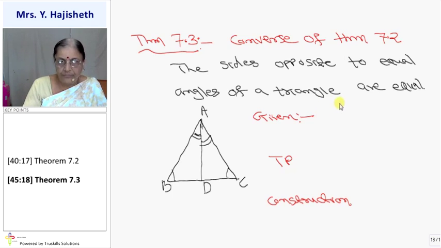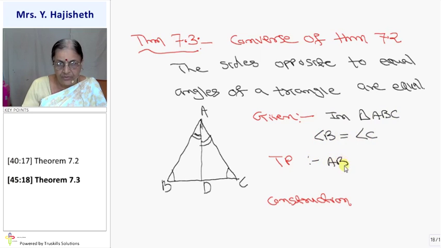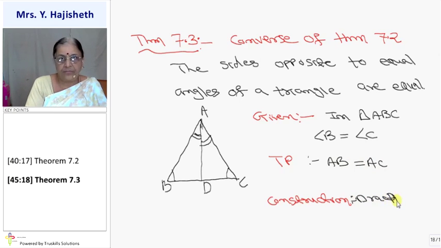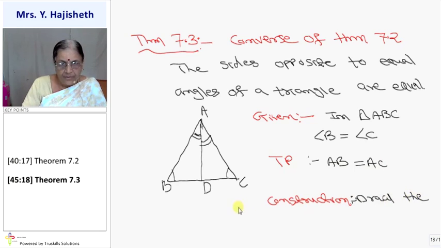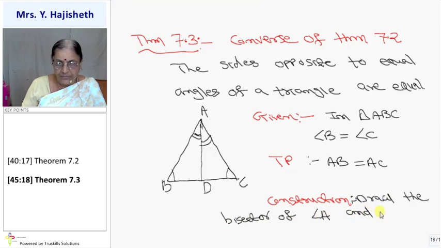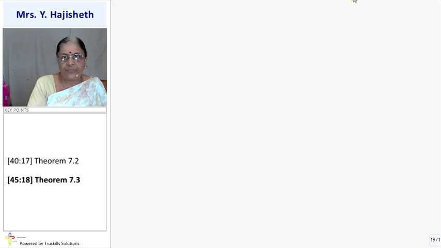Let's see what is given. In triangle ABC, you are given angle B is equal to angle C. What do you want to prove? You want to prove AB is equal to AC. What is the construction? Draw the bisector of angle A and let it meet BC at D. Clear?